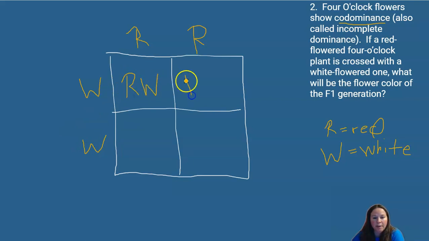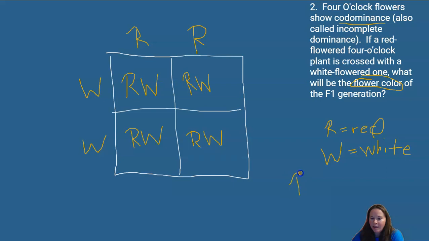So I will expect, let's see, it's going to ask us what will be the flower color. So they want phenotype in this question. When doing these problems, always make sure you know whether they're asking for phenotype or genotype or both. In this case, it's asking for the flower color. So that's phenotype. So 100% of them are going to be pink.